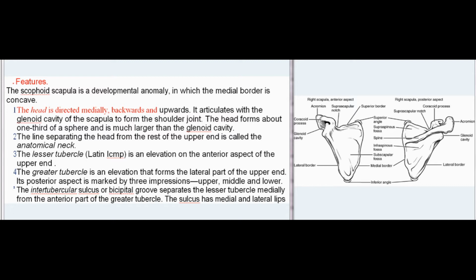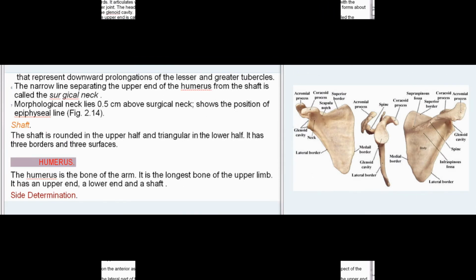4. The greater tubercle is an elevation that forms the lateral part of the upper end. Its posterior aspect is marked by 3 impressions: upper, middle and lower. The intertubercular sulcus, or bicipital groove, separates the lesser tubercle medially from the anterior part of the greater tubercle. The sulcus has medial and lateral lips that represent downward prolongations of the lesser and greater tubercles.